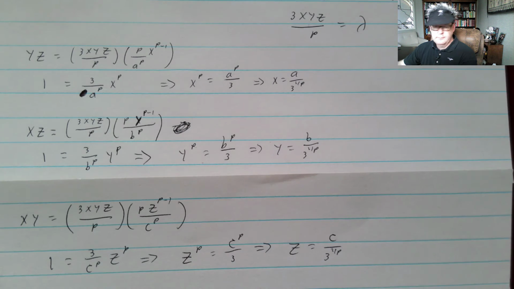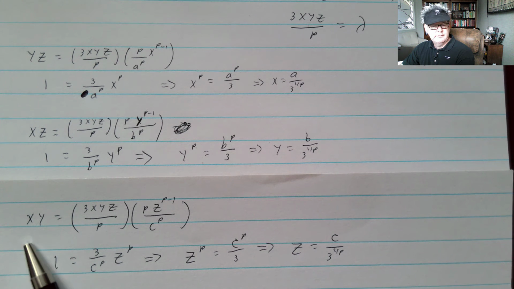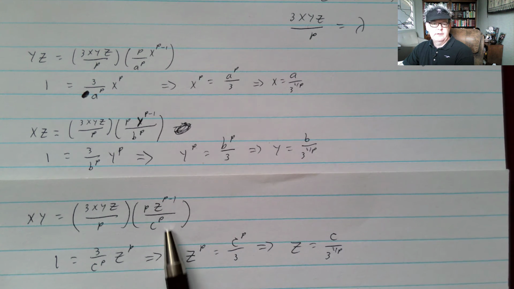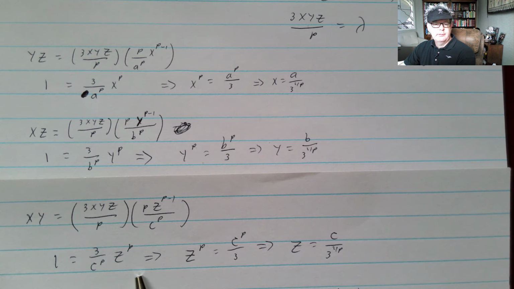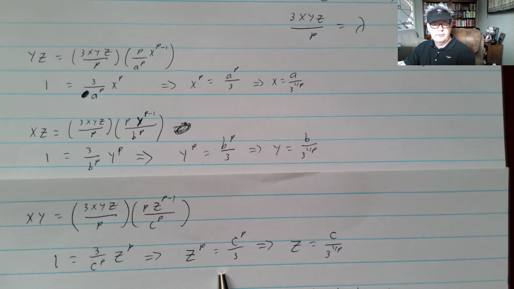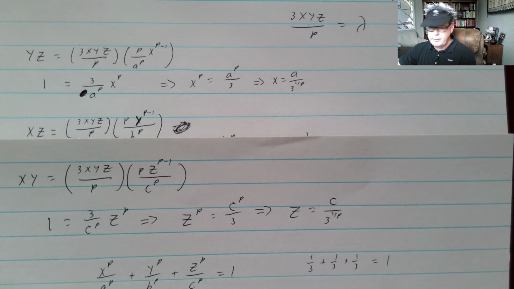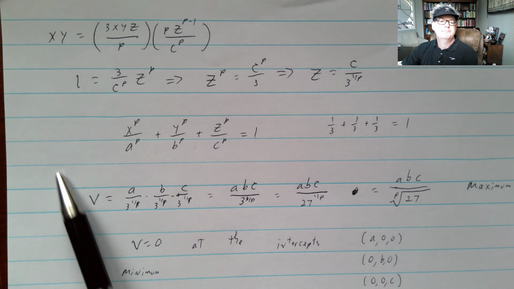And again, solving for y to the p, and then y, I get b over 3 to the 1 over p. And if we do it with the third equation, where we took the z partials, we had xy, and then there's the lambda, and then we had this for the g sub z. Divide out the xy from both sides. This z makes z to the p now, and solve for z, and you get c over 3 to the 1 over p. So that'll be the critical point. That'll lead to the max. Obviously, it's more than 0.